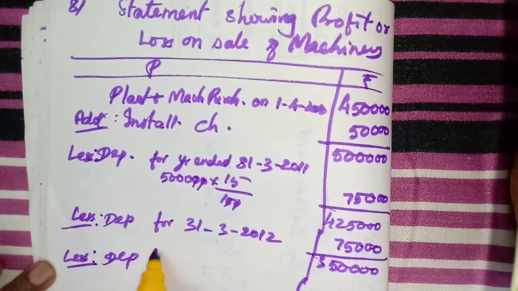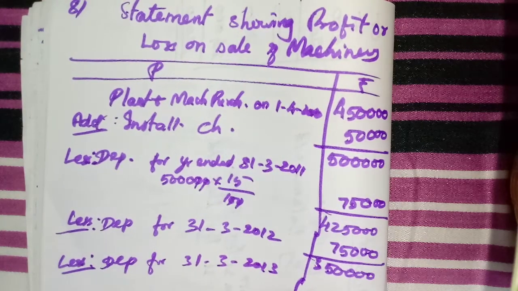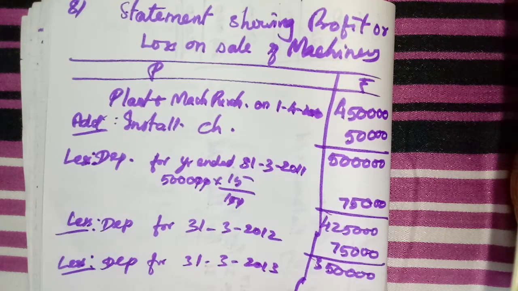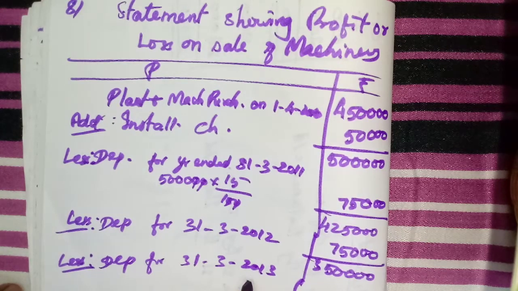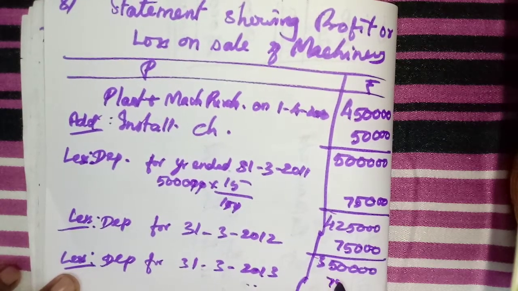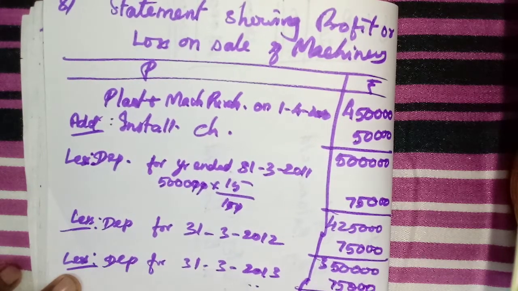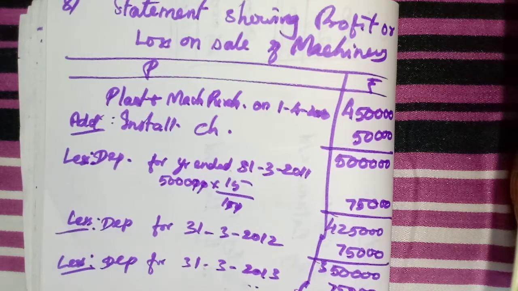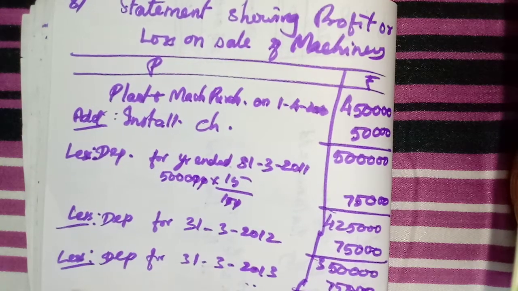Depreciation for 31/3/2013. When they are selling that one, after having used it for 3 years. So we are using for 3 years. Third year again 75,000. So 2,75,000, isn't it? Two lakh 75,000. Now, how much are they selling? Less selling price.